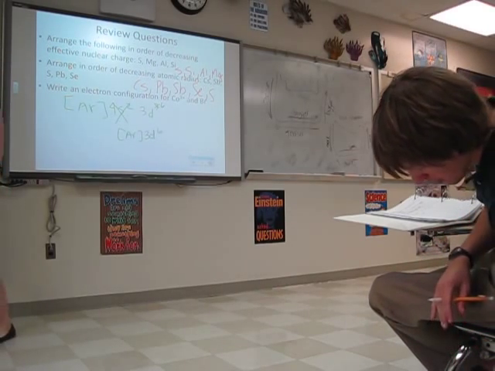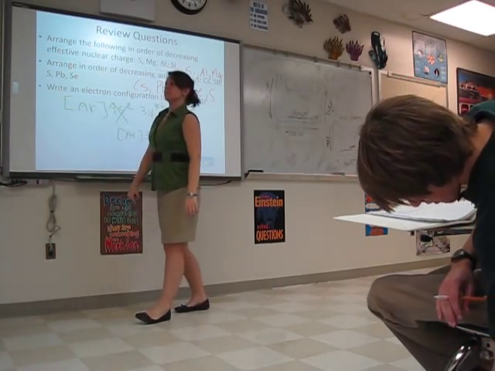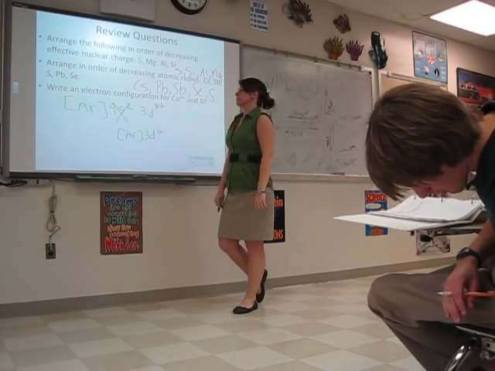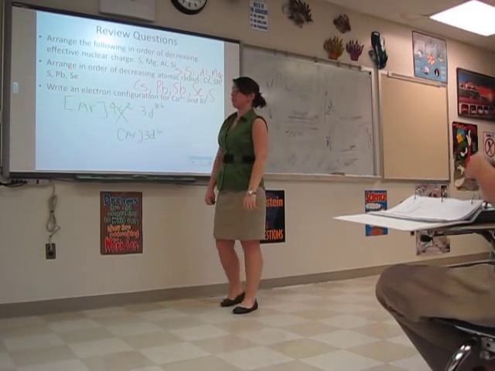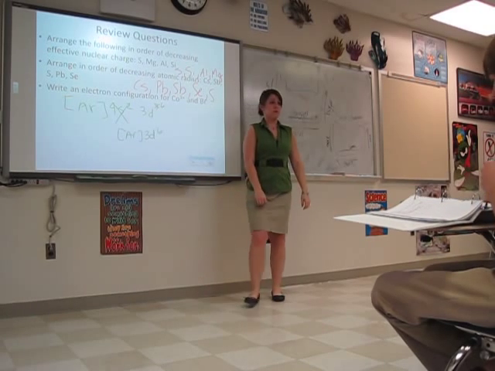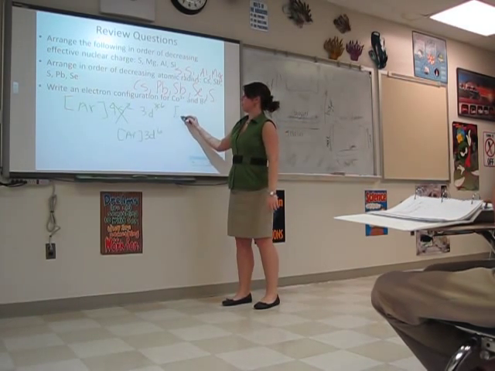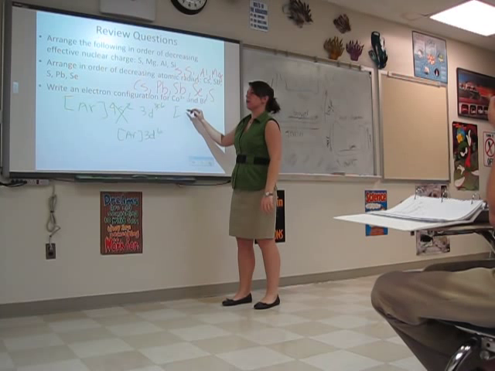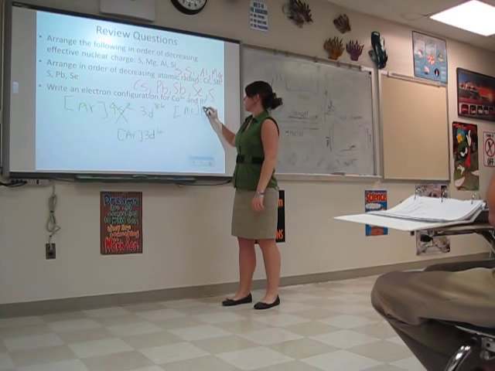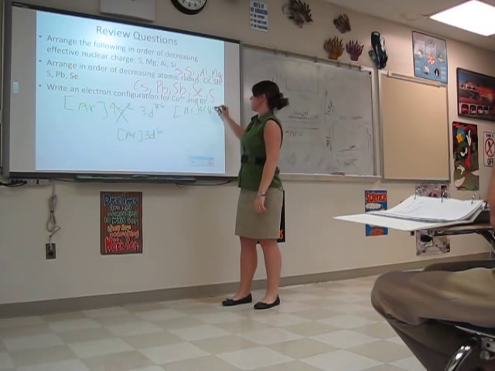But if the 3d does fill up before the 4s, right? No, 4s fills up first. Really? Yeah, really. That makes more sense. Bromine should be Ar 4s2 3d10 4p5.